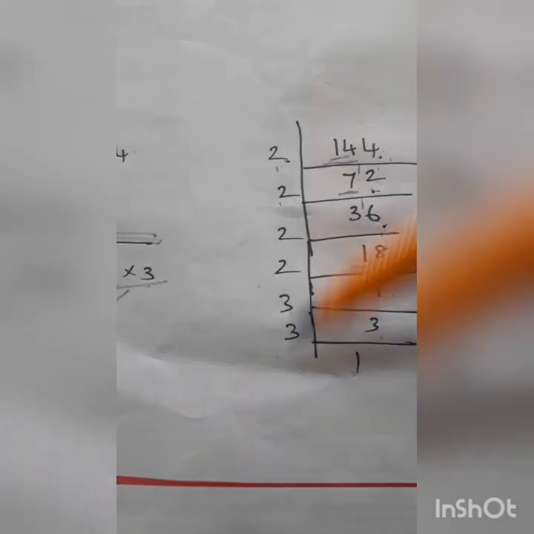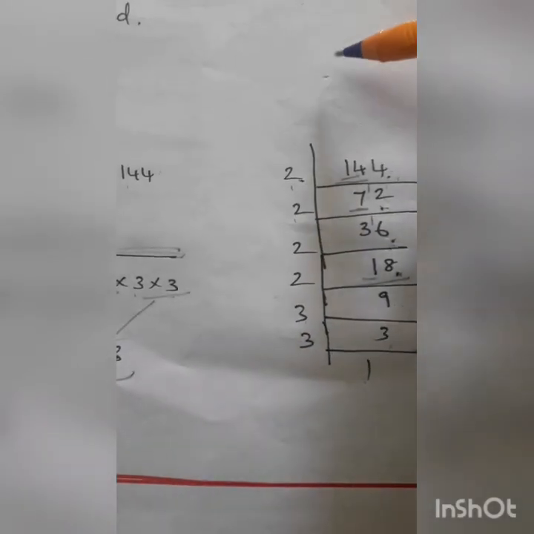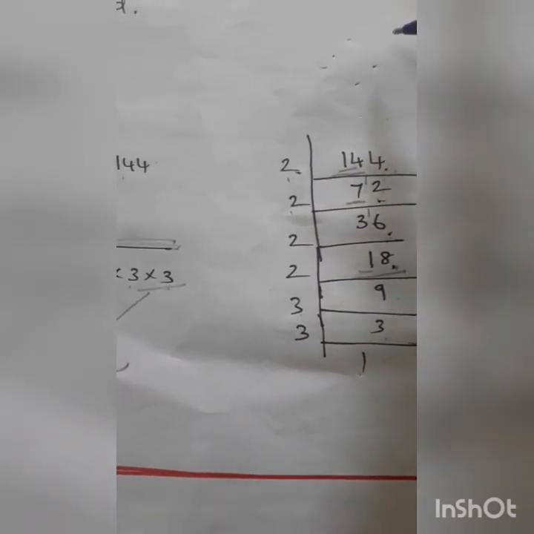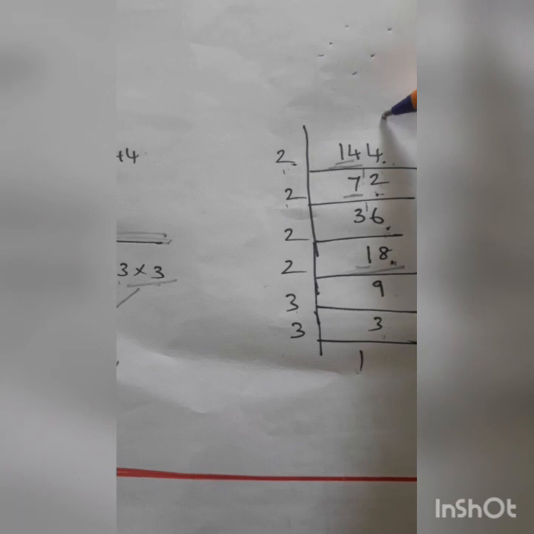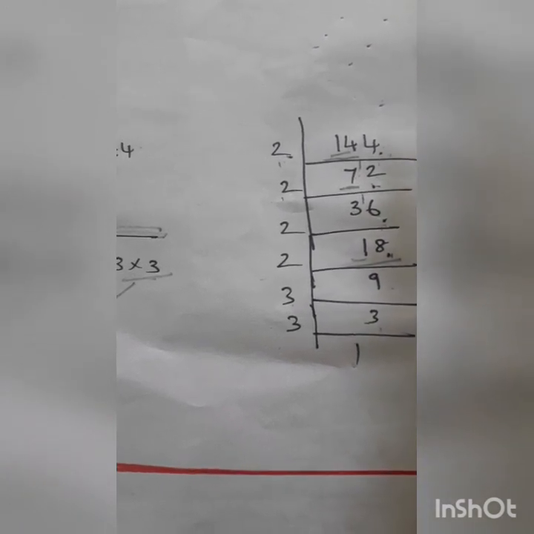These numbers, all 2 and 3, are the prime numbers. Which numbers are all prime numbers? 2, 3, 5, 7, 11, 13, 17, 19, 23, 27. These numbers are all prime numbers. So select these prime numbers only, and do the division.